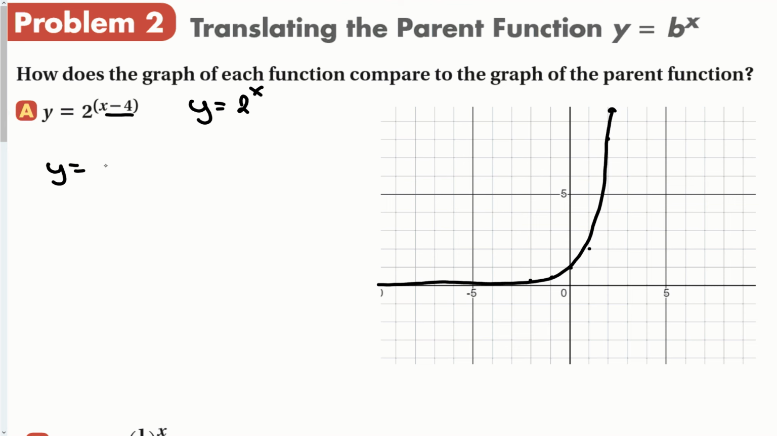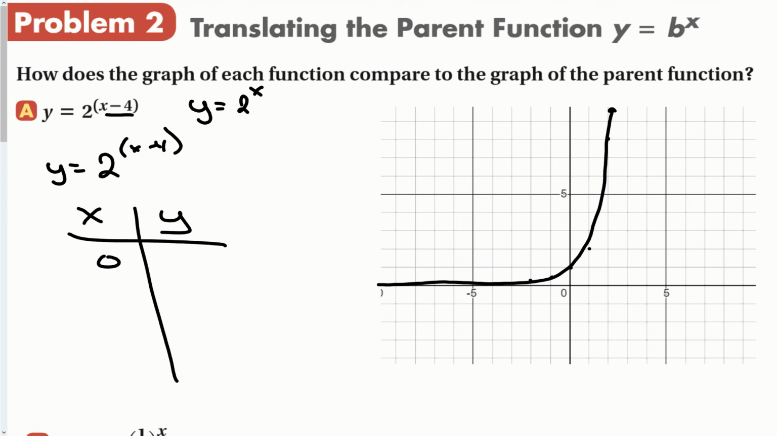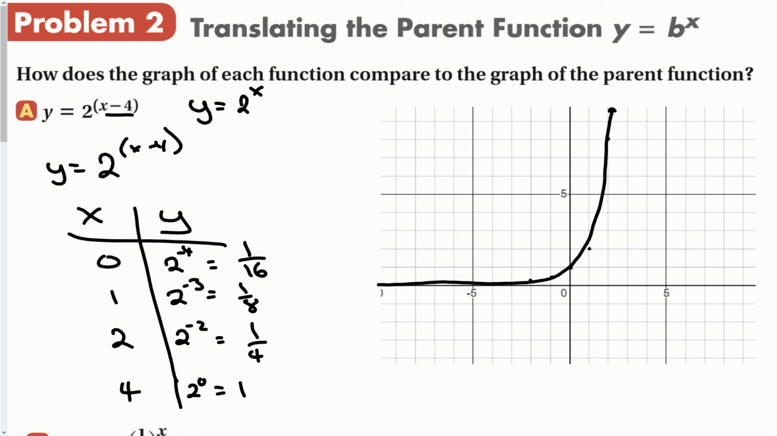Now to graph this one, when I plug in x, I would get 2 to the negative 4 power, which would be 1 over 16. When I plugged in 1, that would be 2 to the negative 3 power, which would be 1 over 8. When I plugged in 2, that's 2 to the negative 2 power, which is 1 over 4. I would have to plug in 4 in order to get 2 to the 0 power, which is 1. So at 4, this function is 1.